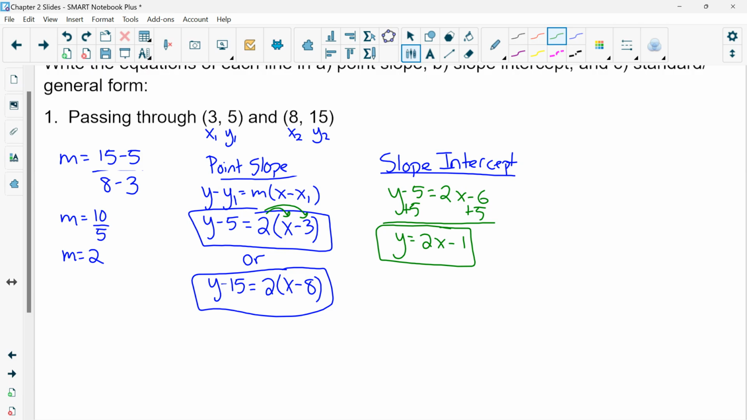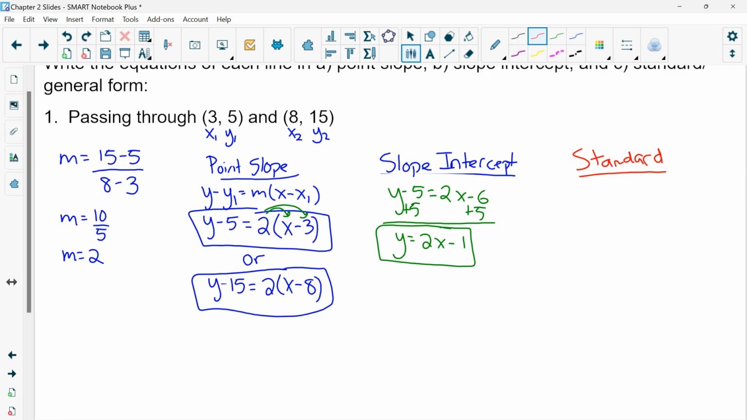That is now in slope-intercept form. I would get the exact same thing if I chose to get the y by itself for the other point slope form equation. It doesn't matter which one you're going to use. And then last one is our general or standard form. And remember, in standard form, we are just trying to get the x and y on the same side, with a positive coefficient for the A, and A, B, and C all have to be integers.